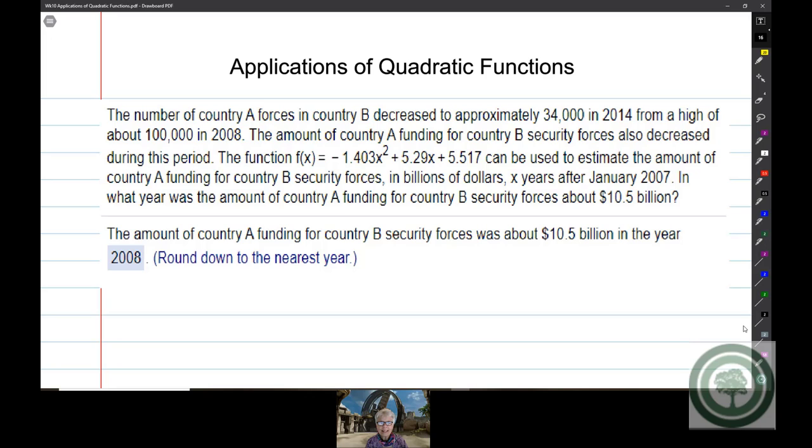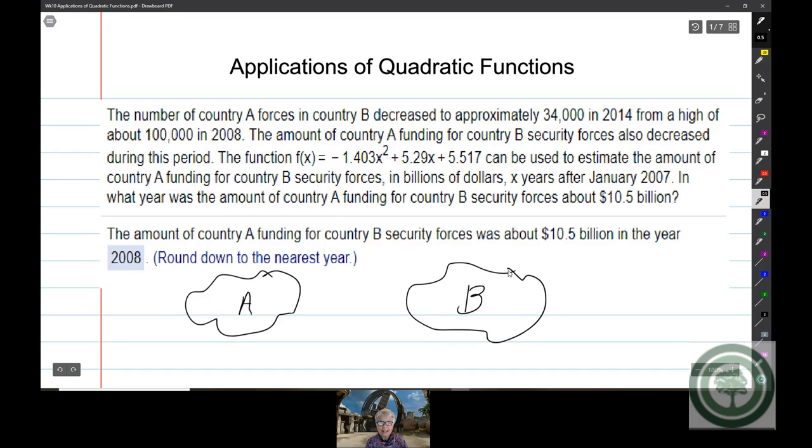Okay, the number of country A, you've got two countries here. Country A, there it is. And country B. And apparently country A has sent military forces to country B and is also sending, well, I guess they're having to pay for them. We'll see as we go along. But anyway, that's the scenario. The number of country A forces in country B decreased to approximately 34,000 in 2014, from a high of about 100,000 in 2008.